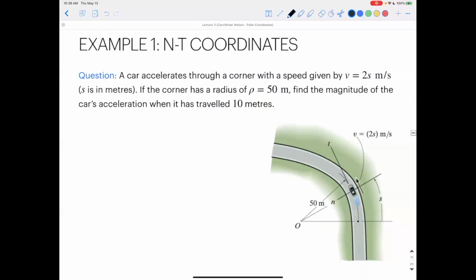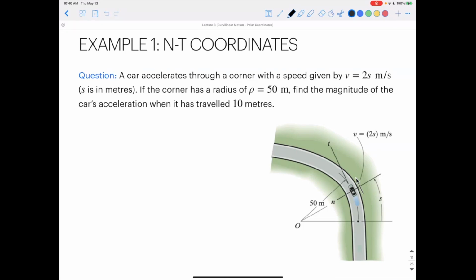All right, let's do some examples. So this first example, we have a car traveling along a road with a speed of v equal to 2s meters per second, and s is in meters. If the corner has a radius of 50 meters, find the magnitude of the car's acceleration when it has traveled 10 meters.